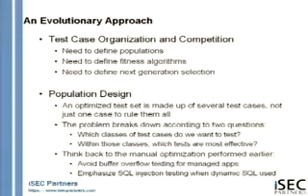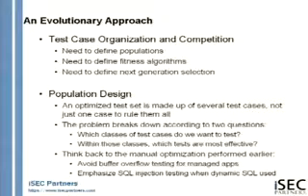So we'll start off with test case organization and competition. Going back to my quick primer, there are three things we need to do. We need to define populations, we need to define fitness algorithms and criteria, and we need to define next generation selection.